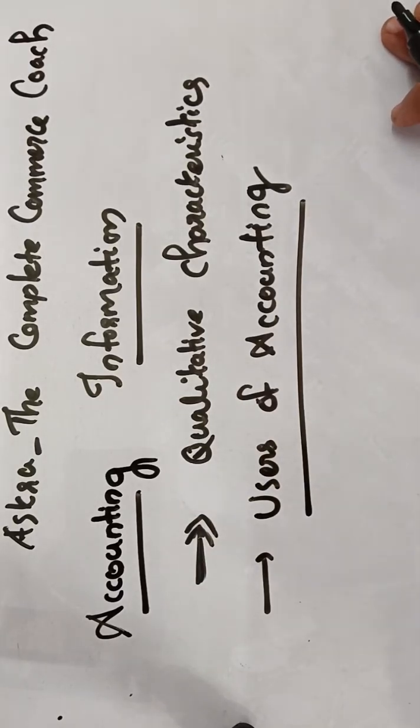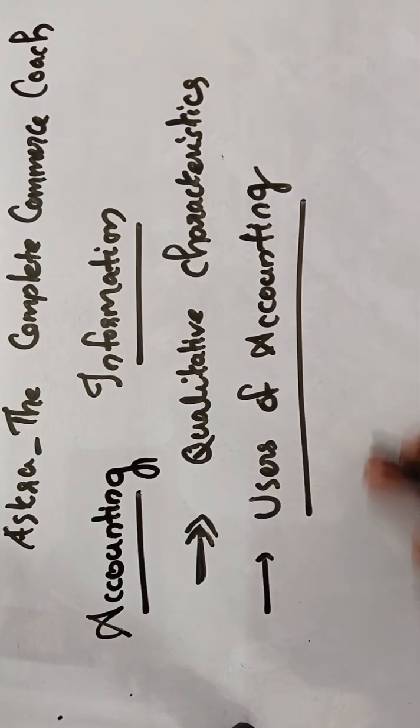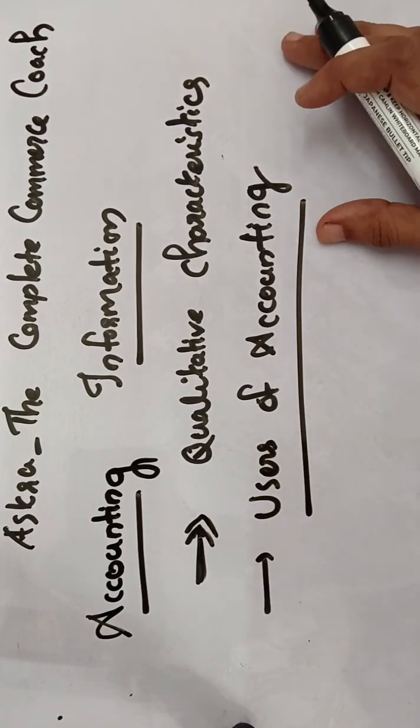Today we are going to discuss the topic accounting information. What do you mean by accounting information, and also the different qualitative characteristics that should be possessed by accounting information, and also the topic uses of accounting.